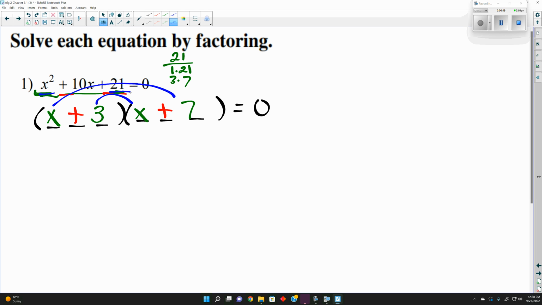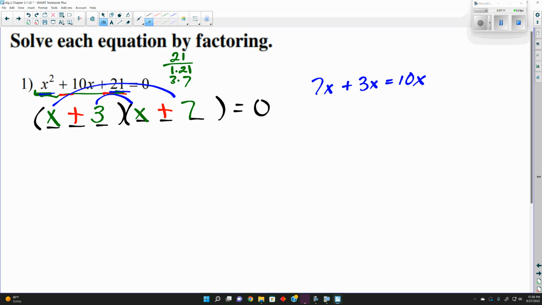So when we check this, we don't want to write it underneath the problem. We can write it off to the side. Now x times 7 is 7x, plus 3x is equal to 10x, which is the middle number. So it tells us that these are the correct factors.